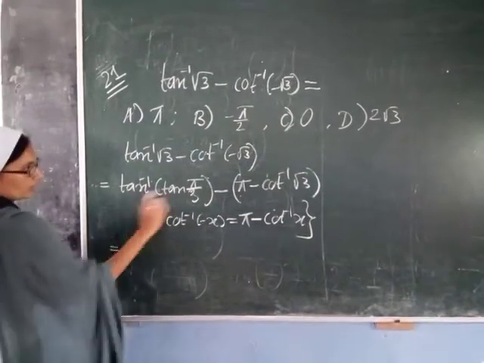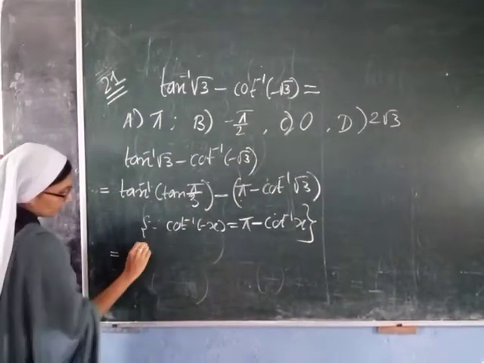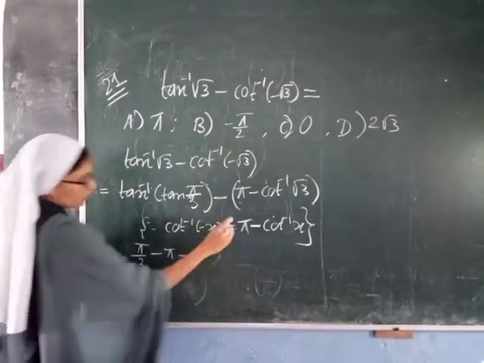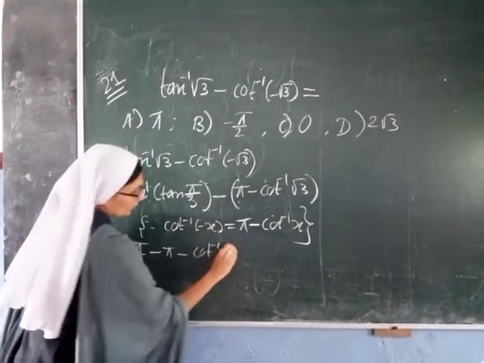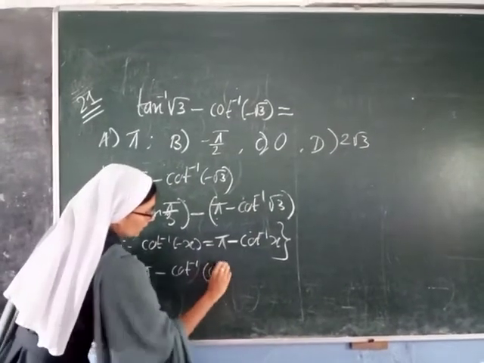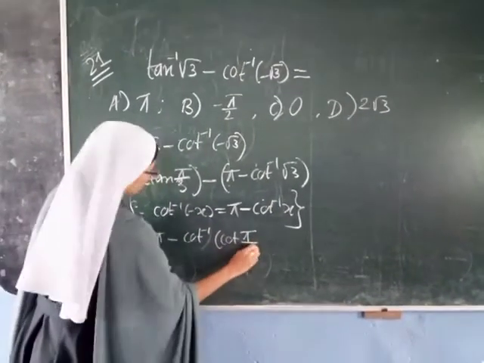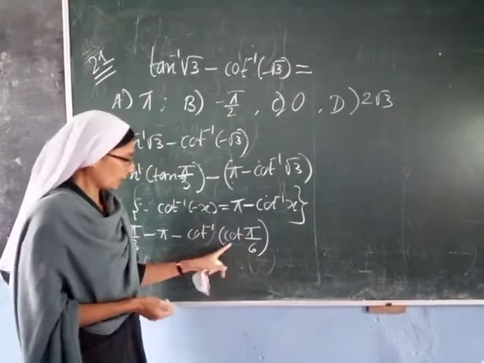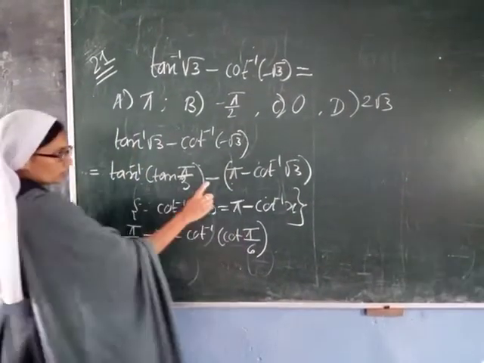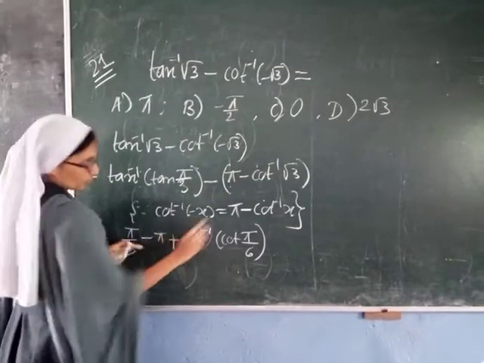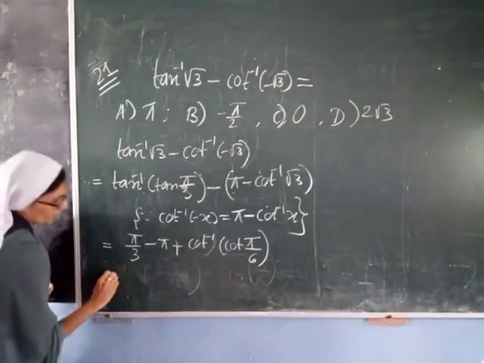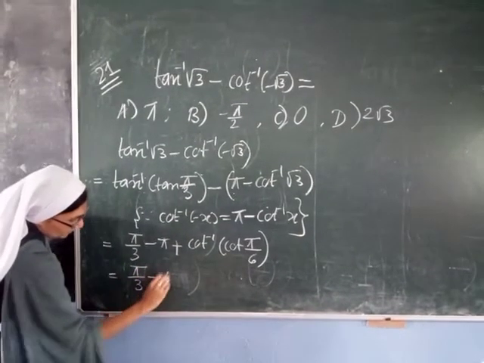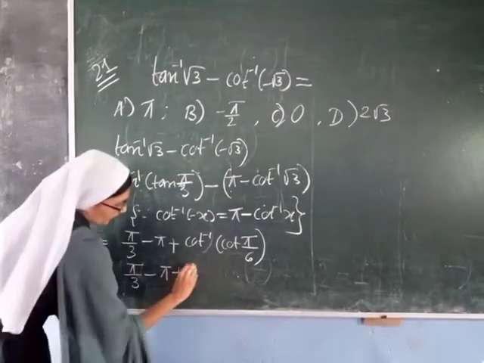Okay. So now tan inverse and tan cancel. So here it is pi by 3 minus, you open the bracket, pi minus cot inverse root 3. Put the value of cot inverse root 3, that is pi by 6. This minus will become plus. So you can simplify this: pi by 3 minus pi plus pi by 6.